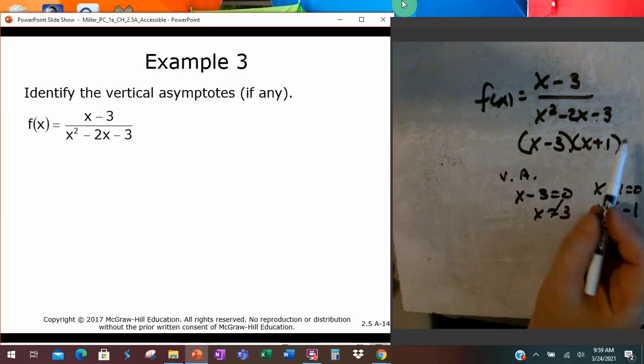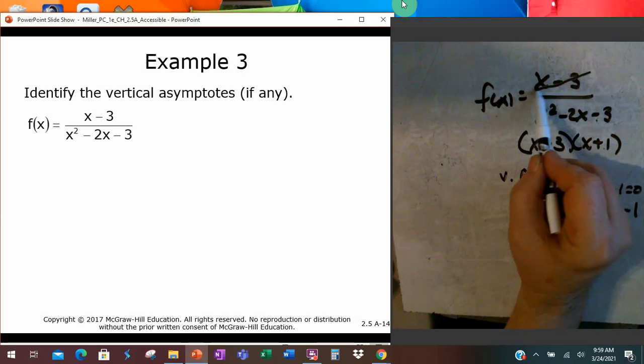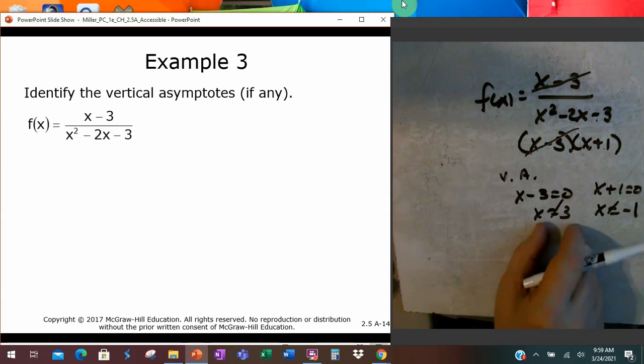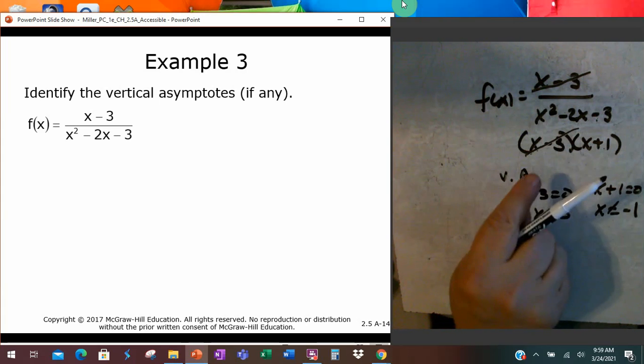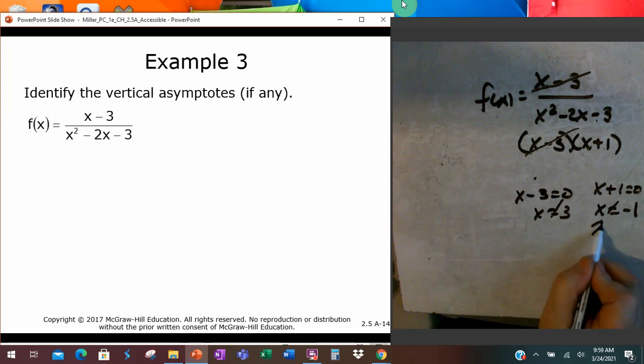Okay. Was there anything in common? Aha. We pull that out. This still can't be equal to 3 because then I've got a 0 over 0, but that's no longer a vertical asymptote. This is the only vertical asymptote.